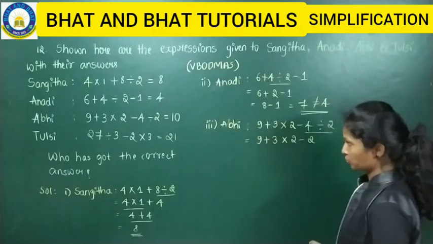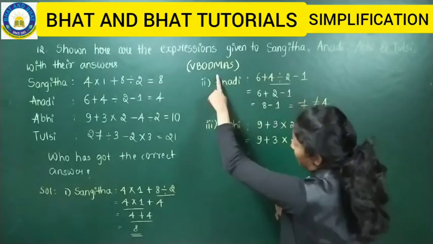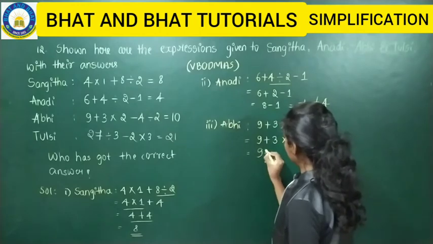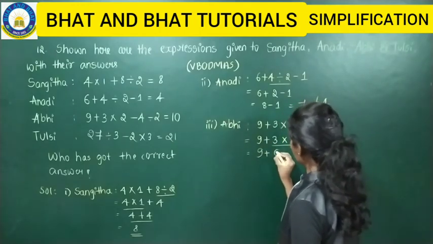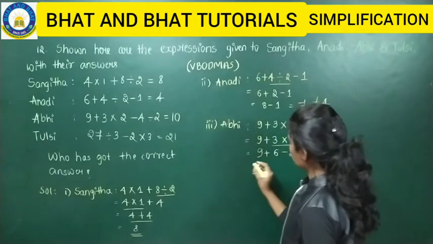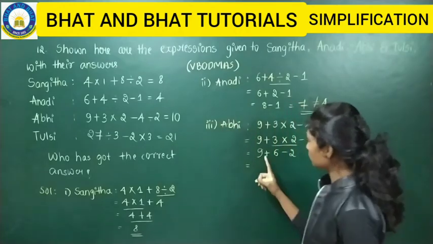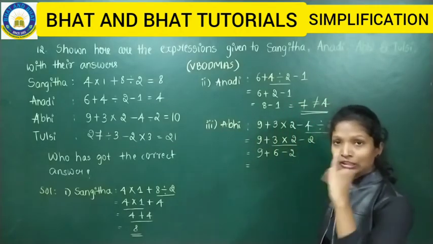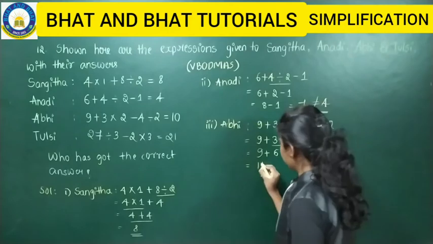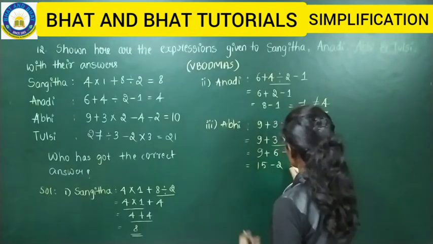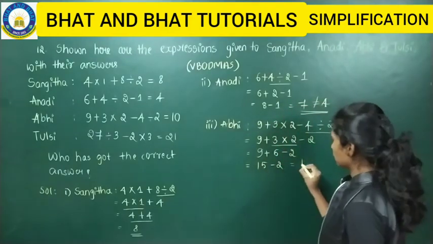So since it is 2. Next is multiplication. 9 plus, 3 2s are 6, minus 2. We'll go with the addition now. 9, 10, 11, 12, 13, 14, 15. 15 minus 2, it is 13.